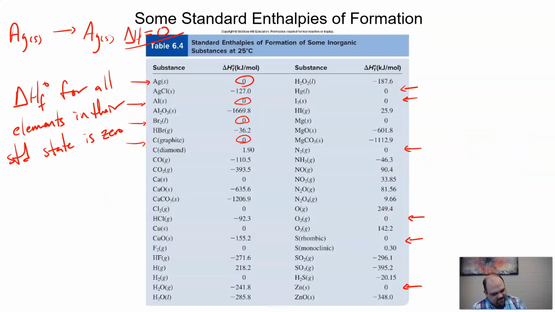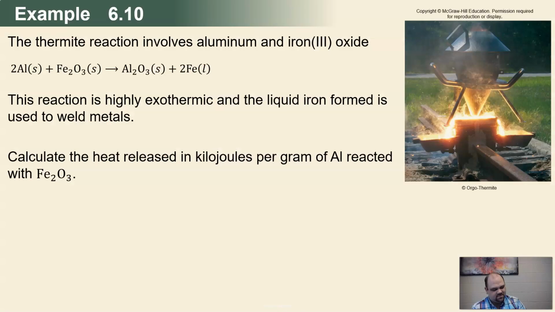Aluminum oxide here, negative 1669.8. Iron didn't make it on this list, but I have those. But this is how we use these kinds of tables, right? We look up the compound we're interested in, and we jot down the enthalpy of formation for that compound. And so, let's go back here.